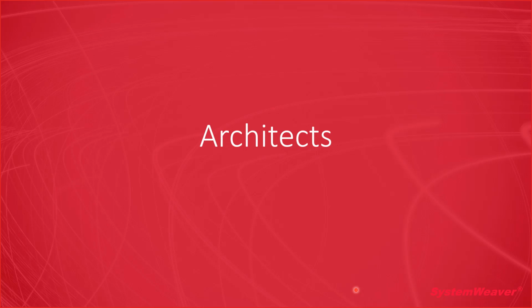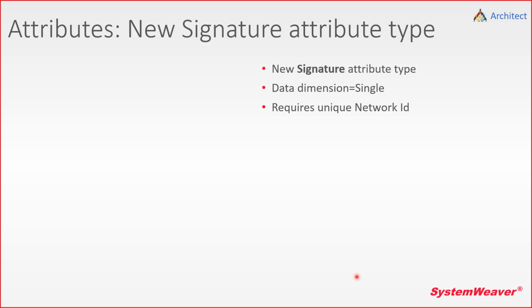Moving on to architects, lots of cool things happening. We have this new attribute type that I mentioned. It's called signature. It uses a data dimension single. It requires that you use a unique network ID, so your Windows network username and password. You can only use this attribute with items where the status is CS released.